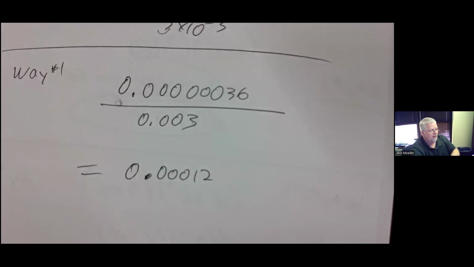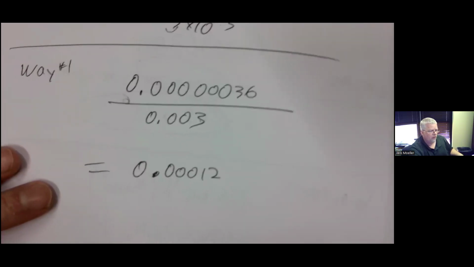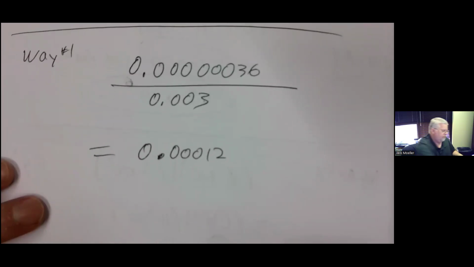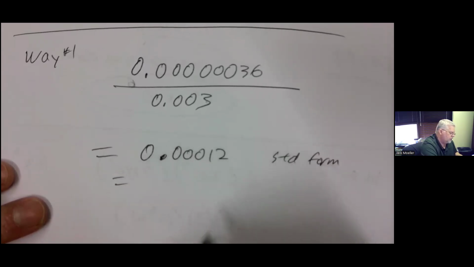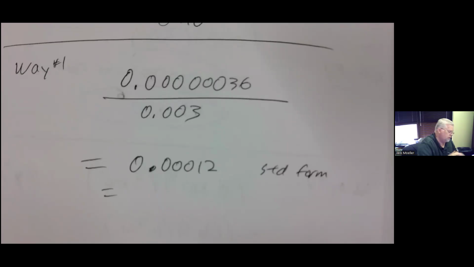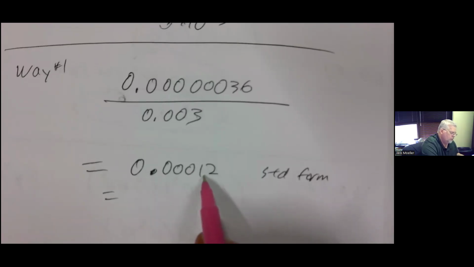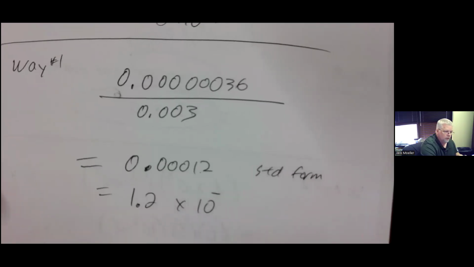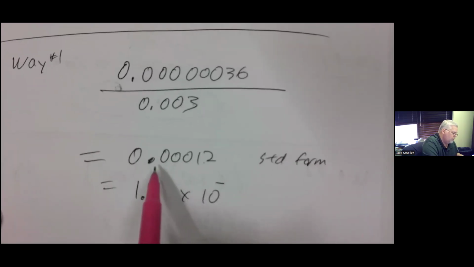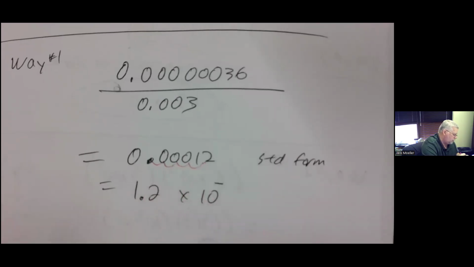So again, if the problem says put the answer in standard or decimal form, we're done. If they want scientific notation, now we have to put it in scientific notation. So the decimal goes to the right of the 1, so it's going to be 1.2. It's going to be a negative exponent because we're doing a small decimal number. And what is the exponent? 1, 2, 3, 4. So negative 4.